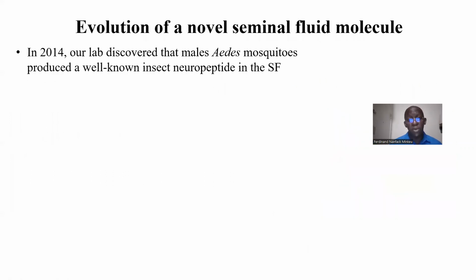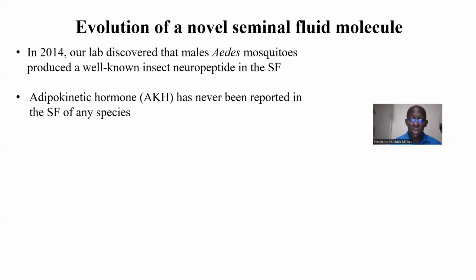project that focuses on a neuropeptide called adipokinetic hormone, which was discovered for the first time in the seminal fluid of Aedes mosquito in our lab in 2014. This insect neuropeptide, adipokinetic hormone, has never been reported, even today, in the seminal fluid of any other species. So the question is, what is it doing in the seminal fluid? What is the function of adipokinetic hormone in the seminal fluid of any species?